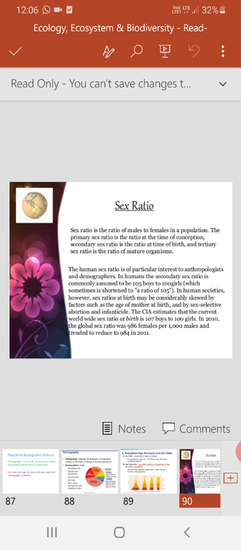Anthropologists are the individuals who study human populations and aspects related to the evolution of the human population and the size of the population. In humans, the secondary sex ratio is commonly assumed to be 105 boys to 100 girls. The data is available in this slide. You can study the data of the secondary sex ratio as well as the tertiary sex ratio.